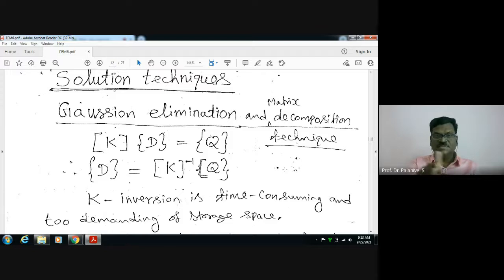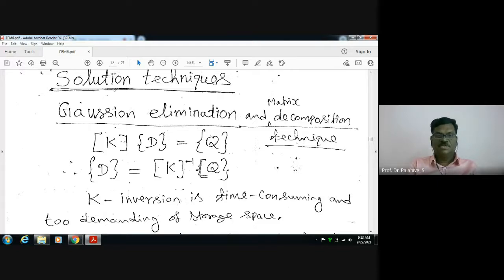So the solution techniques for the equilibrium equations are the matrix decomposition techniques we are going to adopt. The well-known matrix decomposition technique is Gaussian elimination, called the Gauss elimination method. Gauss elimination method is one of the matrix decomposition techniques.